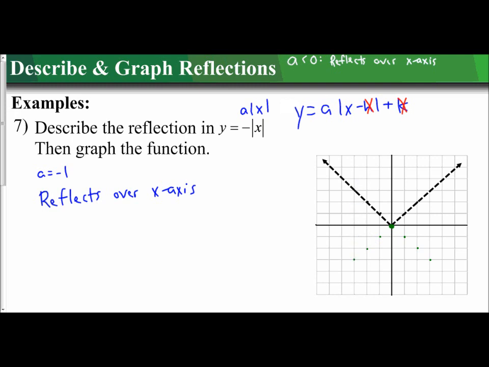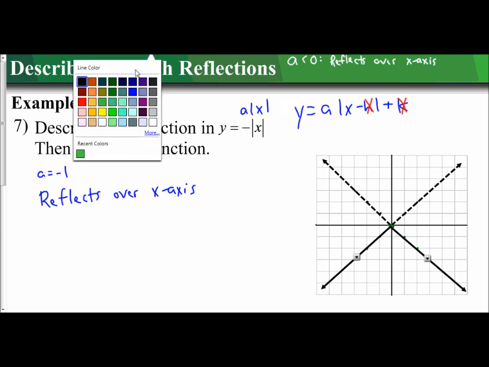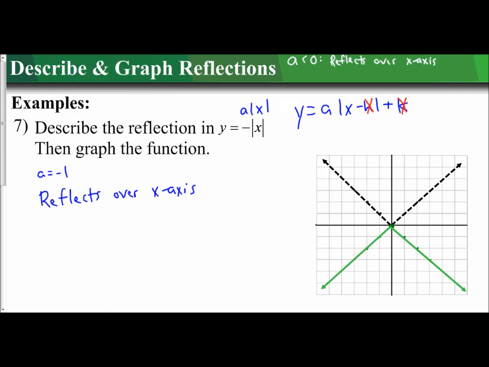And so now I can see the reflection graph. And again, I'll change the color to green so we can distinguish between the parent function and the transformation, the reflection. So if you look, our graph looks like it is flipped over our x-axis. All the points are reflected over the x-axis because we have an a value of -1.